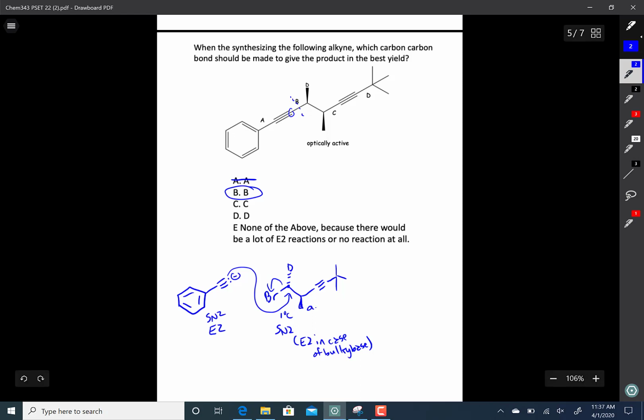And if we wanted to actually draw the starting materials of it, that reaction to make that alkyne, it would be these two.